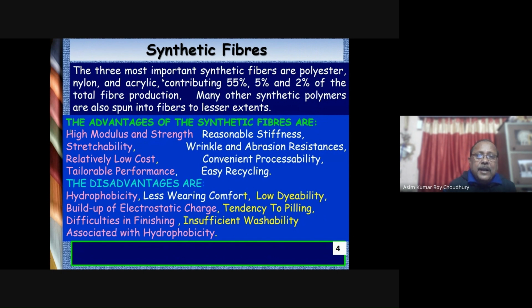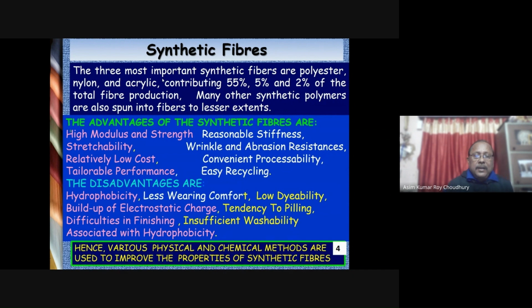Advantages of synthetic fibers are that they have high molecular weight, modulus and strength, stretchability, relatively low cost, reasonable stiffness, wrinkle and absorption resistance, convenient processability, and easy recycling. Disadvantages: hydrophobicity, less wearing comfort, poor durability, build up of electrostatic charges, tendency to pilling, difficulty in finishing, and insufficient washability associated with hydrophobicity. Various physical and chemical methods are used to improve the properties of synthetic fibers.